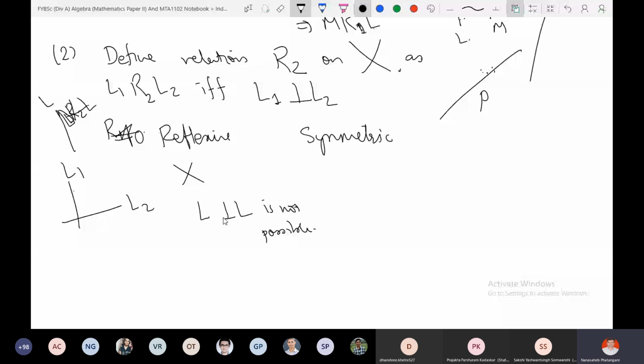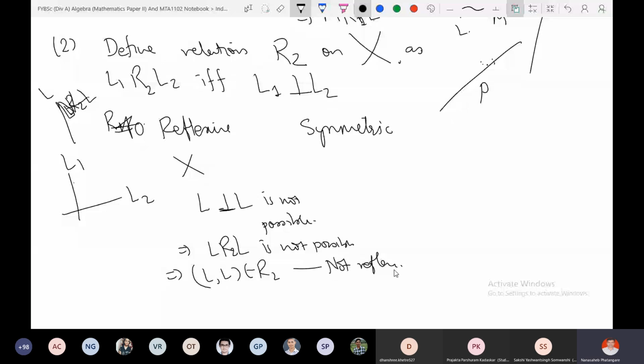So L is perpendicular to itself is not possible. That means L is related to L is not possible with respect to the second relation. That means the pair L comma L is not in R2, and therefore it is not reflexive. So you give all the detailed reasoning so that your concept will be very clear.